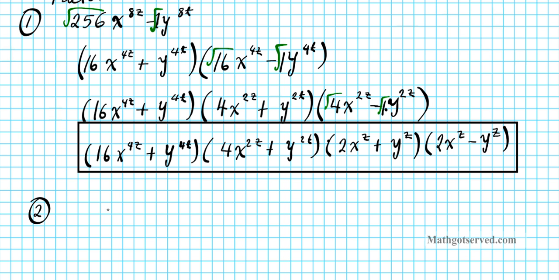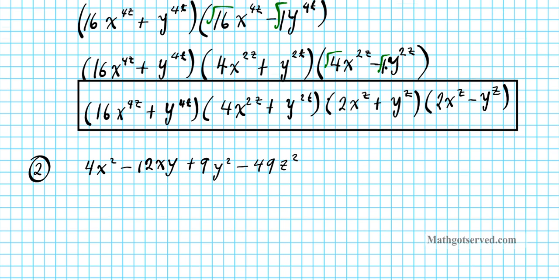What if we had the expression 4x squared minus 12xy plus 9y squared minus 49z squared? Okay? All right, so how can we factor this? This problem involves two. We're going to use both of the formulas I showed you. We're going to use the perfect square trinomial formula and also the difference of squares formula. So let's take a minute and examine this.